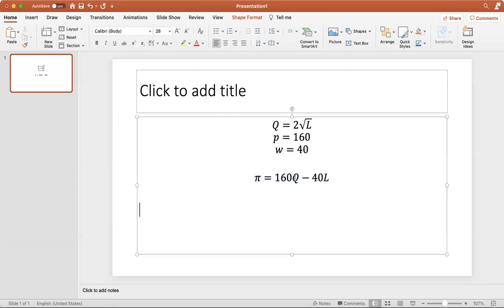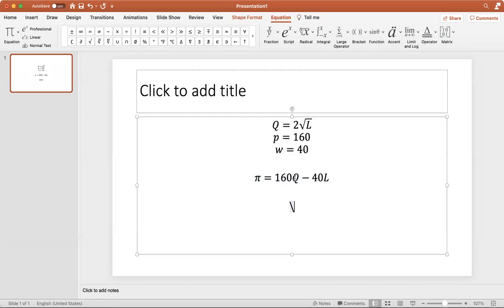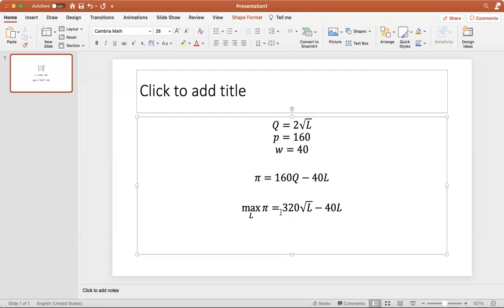So the firm wants to maximize pi, which is equal to 160 times 2, so that's going to be 320 square root of L, minus 40 L. So that would be the firm's objective function. What will be that L? What would be the amount of labor that will maximize the firm's profits?